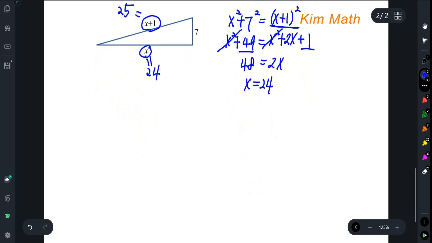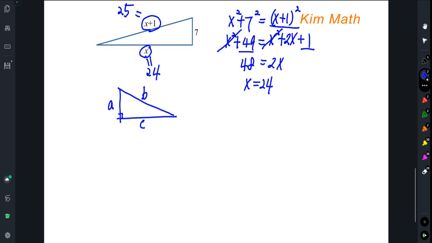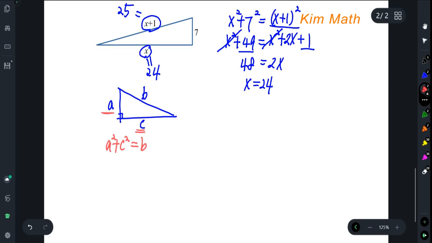So let me copy the Pythagorean theorem again with different variables. If you have A, B, C for some reason, don't memorize the Pythagorean theorem as simply a squared plus b squared equals c squared. In this case, you must write the two legs first. So a squared plus c squared equals b squared. Is that okay?